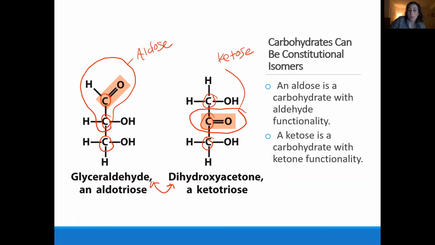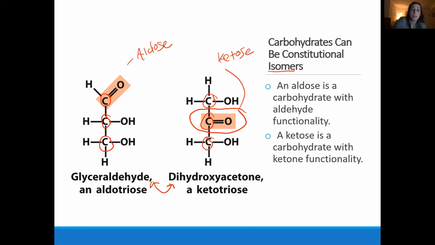Now, these are an example of naming, but they also show you something interesting about sugars, which is that many carbohydrates are isomers. And we're going to talk about the different types of isomers that exist within carbohydrates. Here you can see that both of these sugars have 3 carbons in them. And in fact, their chemical formula is identical. That means that they are an isomer.